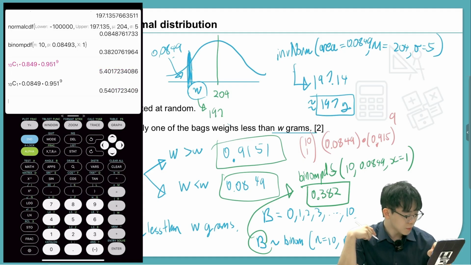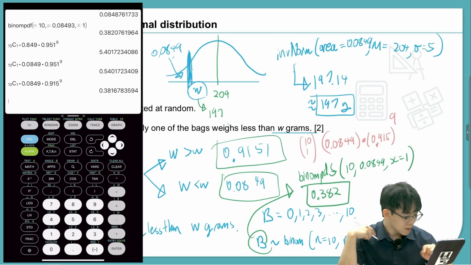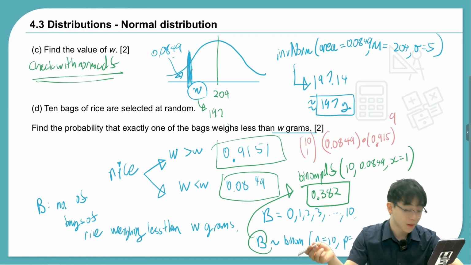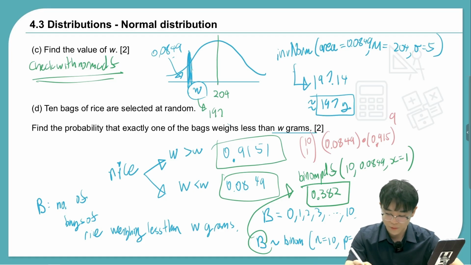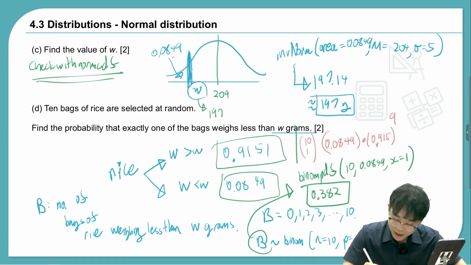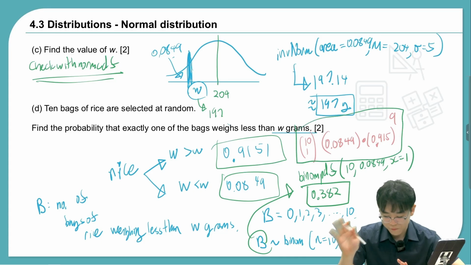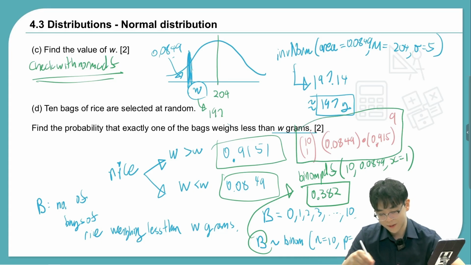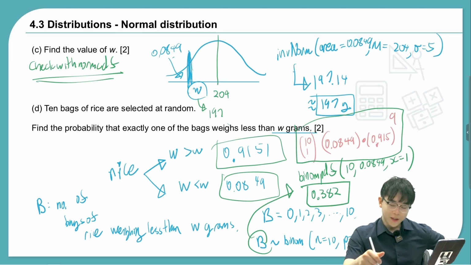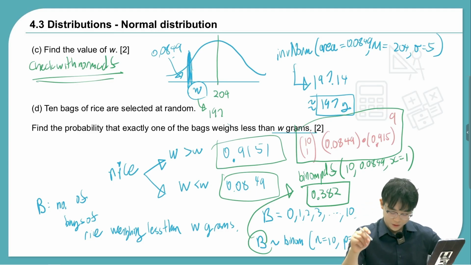Oh, and it's also 0.915, not 951. So be careful of the typos. Yeah, so you should still get 0.382, whichever way you do it. So if you have a reasonable understanding of binomials, then you could set up this relationship yourself. But if it's kind of fuzzy, you can always use your binom PDF function on your calculator.